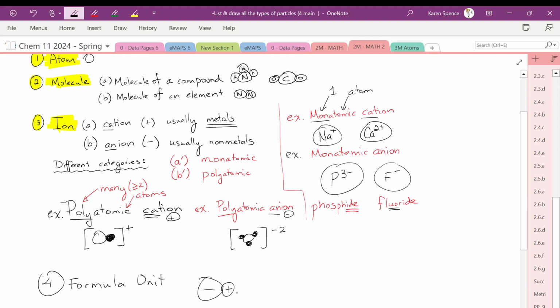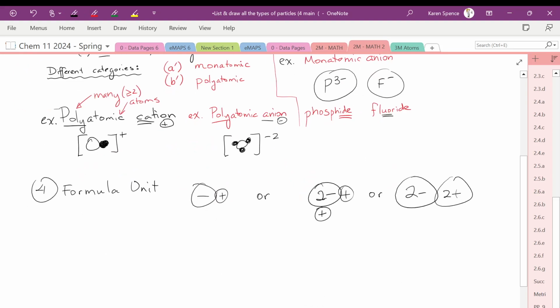To be honest with you, it could be this, or what if I had a 2 minus? What would I need to do? I would need to have a plus and a plus, or I could have a 2 minus and a 2 plus. What if I had a 2 plus? What else could I use? I could use a minus and a minus. How did you guys know how many to put? What is the overall charge? Overall charge is 0. It's neutral.